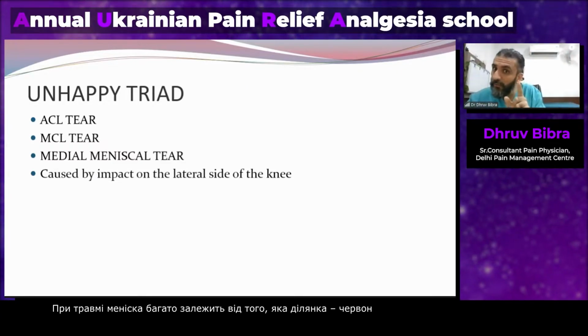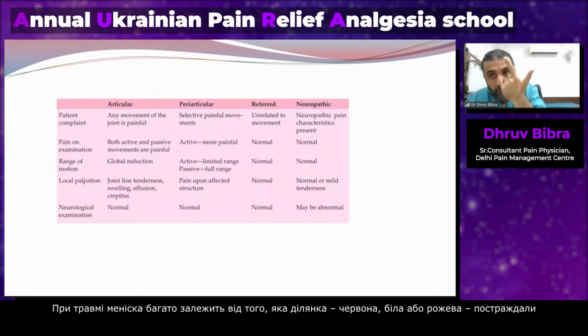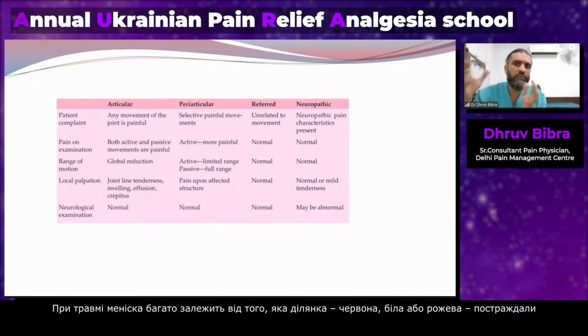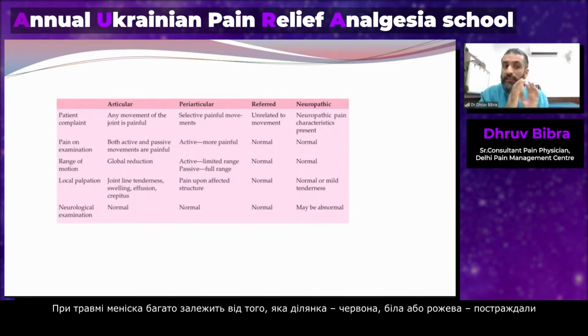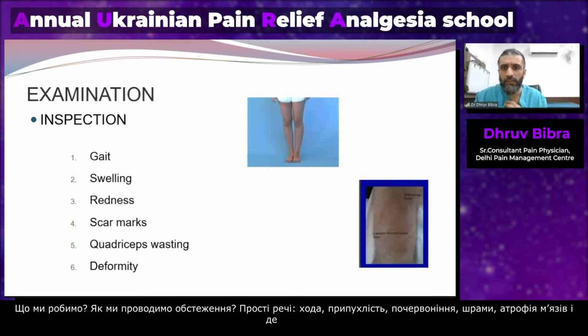Now success will depend upon whether we are dealing with a partial tear or a complete tear, or when it comes down to menisci, which part of the menisci: the red zone, the pink zone, or the white zone. So all this will decide upon this. These are a few clues about it. Now, how do we do it?